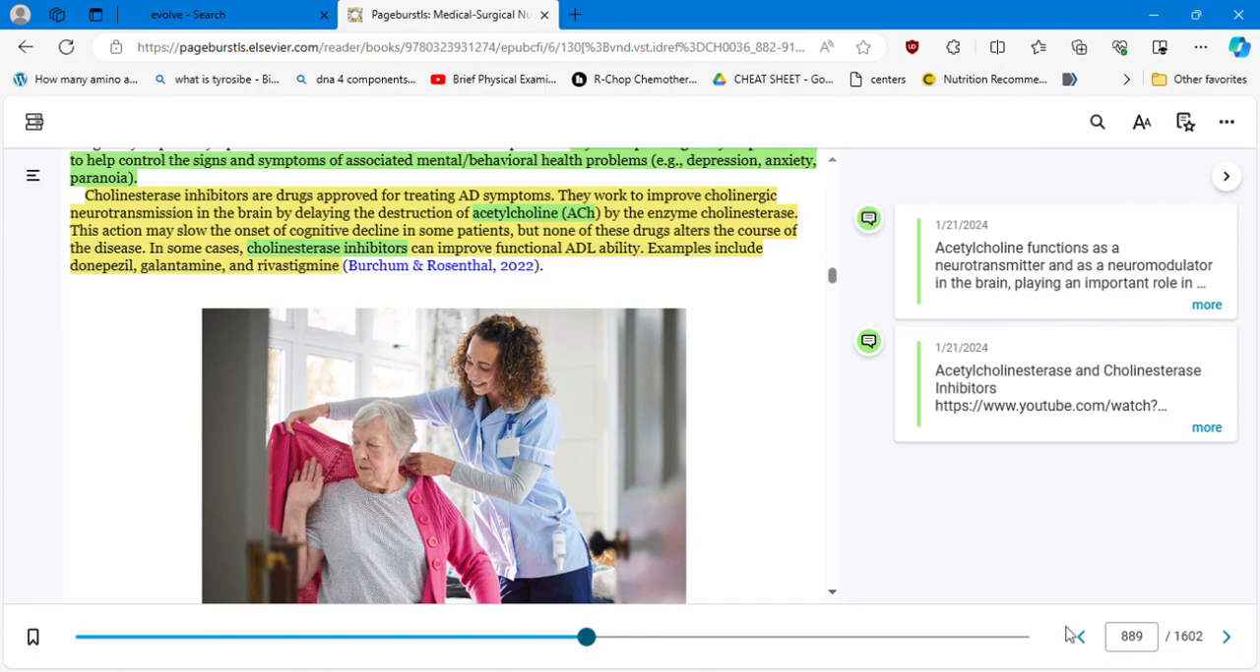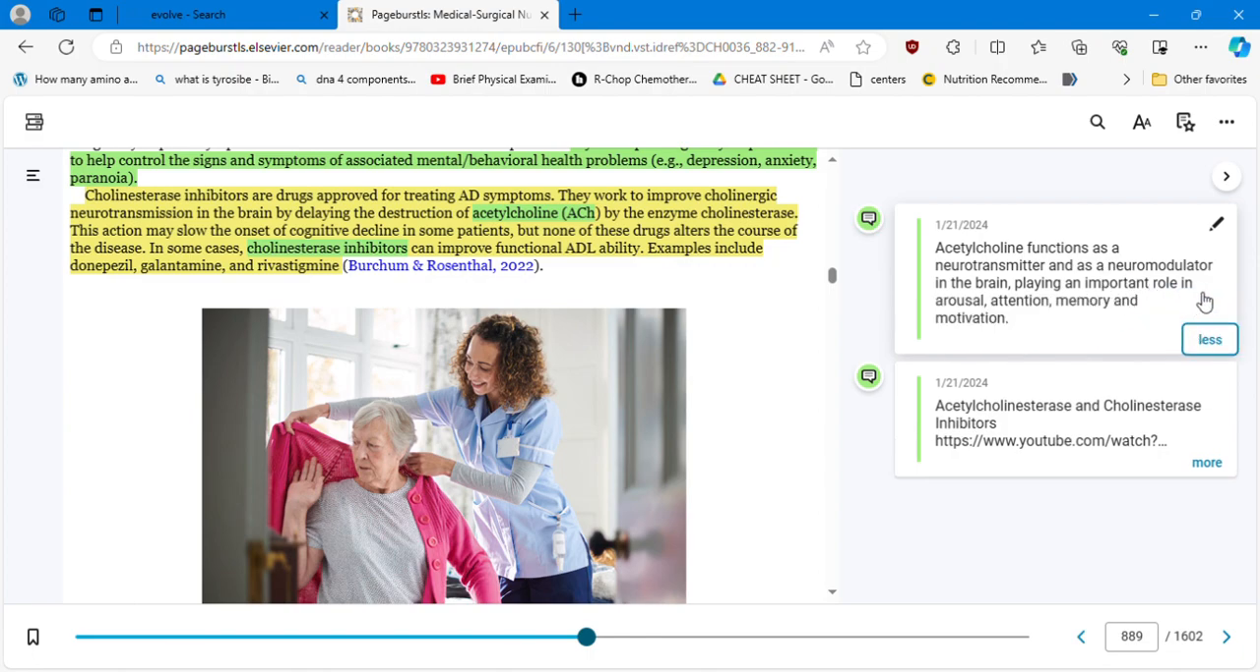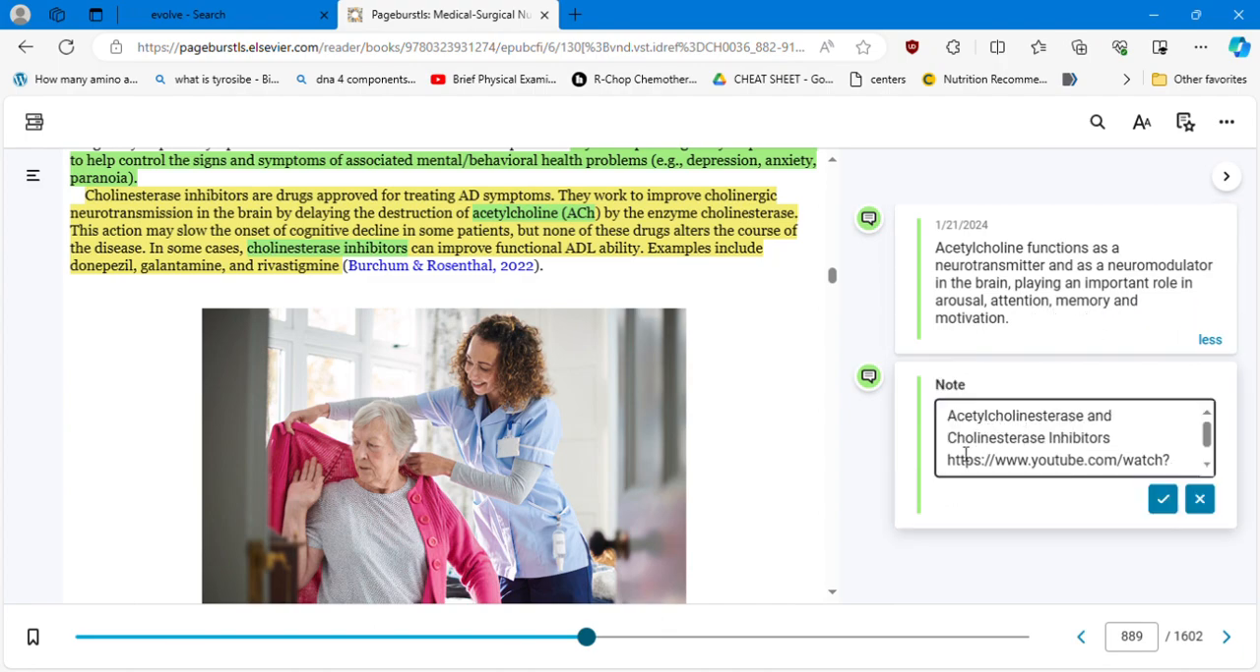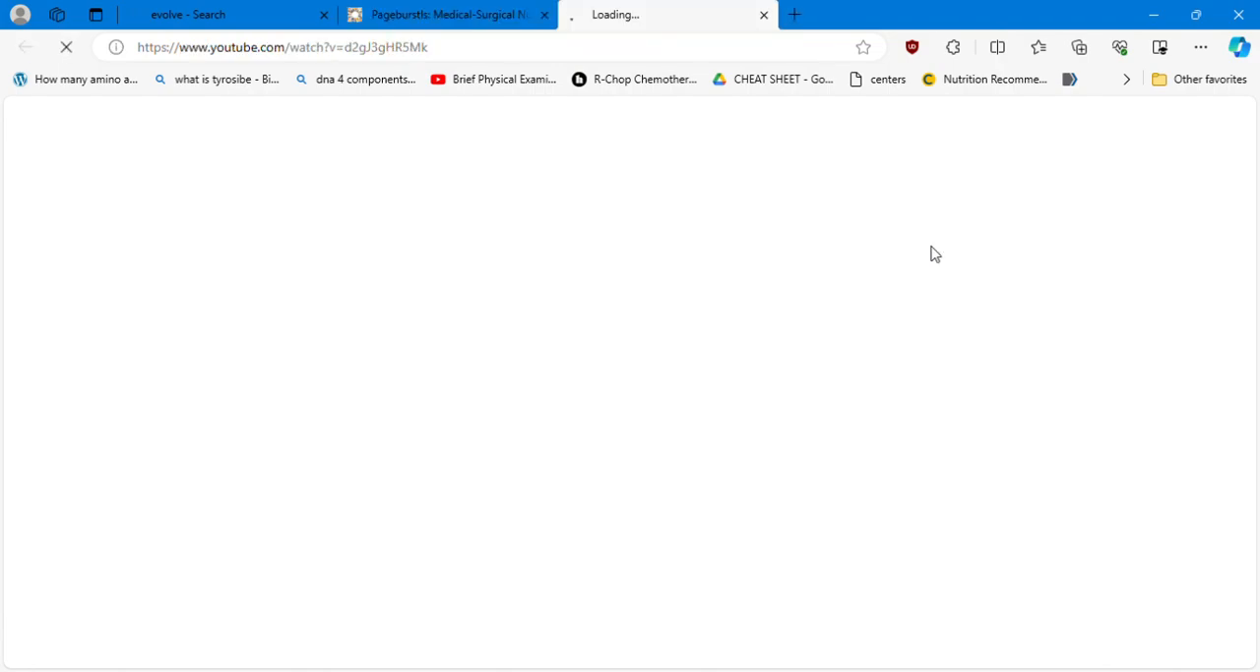So we know that acetylcholine functions as a neurotransmitter and as a neuromodulator in the brain, playing an important role in arousal, attention, memory, and motivation. I found this video because it's important to understand how the medication works.